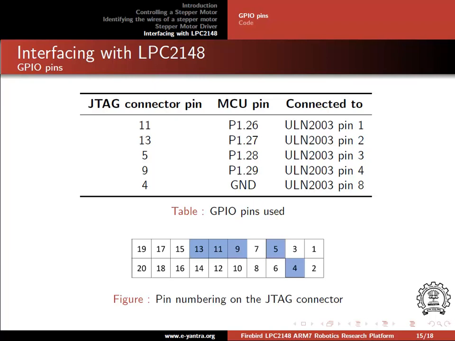The pins are numbered on the connector as shown in the figure. We will be using the pins 11, 13, 5, 9 and 4. The numbering is done assuming you are looking into the 20-pin FRC connector on the Firebird.